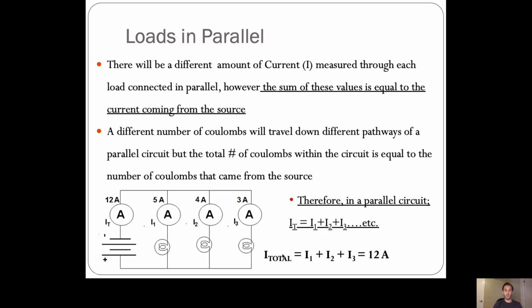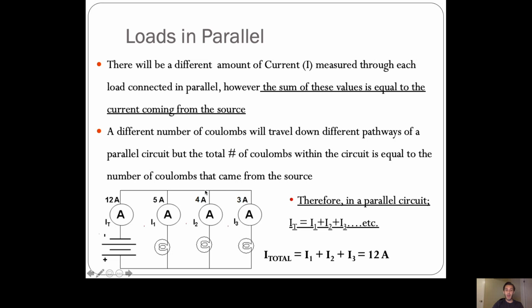So here's how we explain that. Here we are at the source. This is 2 cells, or maybe it's a battery, whatever, and this source is providing 12 amps. This is the only source of charge. So whatever charge this particular cell provides, that's going to be the total. You can't have more and you can't have less.